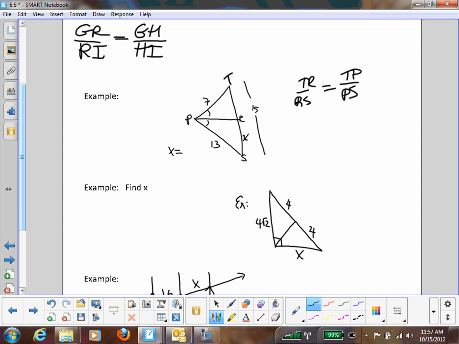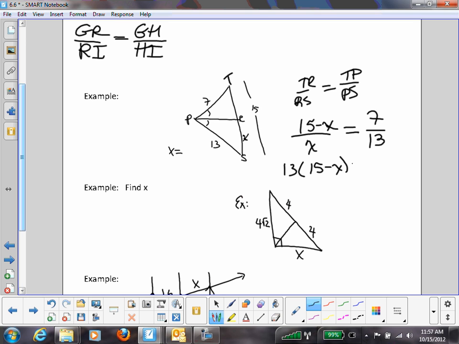So now let's put in some information that we know. Do I know what TR is? Do I have enough information to say what it could equal? Maybe not physically as a number, but as an expression. Sarah? Yep, 15 minus x. If the whole length is 15 and this part's x, isn't that part going to be 15 minus x? So 15 minus x over what? Is going to equal over? Correct. So cross multiplying means 13 times 15 minus x is equal to 7 times x.